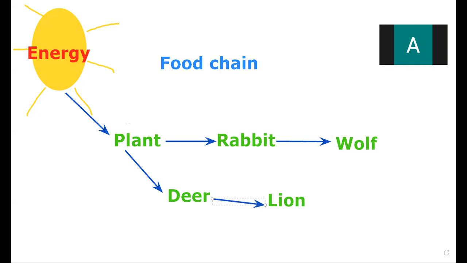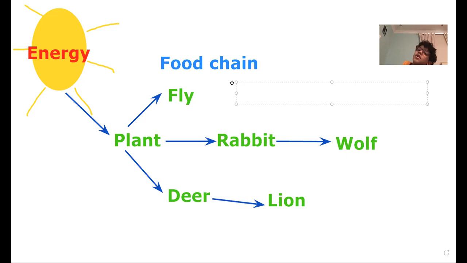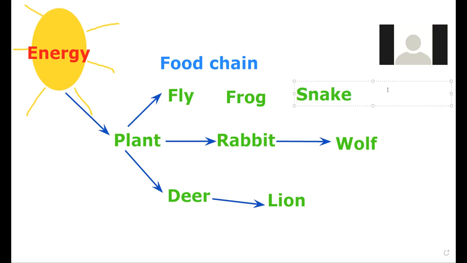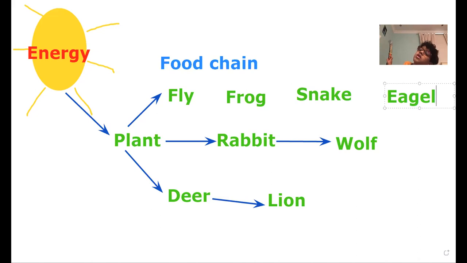Okay. Who will eat the plant, you said, Iyad? The fly. The fly will eat the plant. Who will eat the fly? The frog. Excellent. Then the snake eats the frog. Who will eat the snake? The eagle. Well done. This is another food chain.